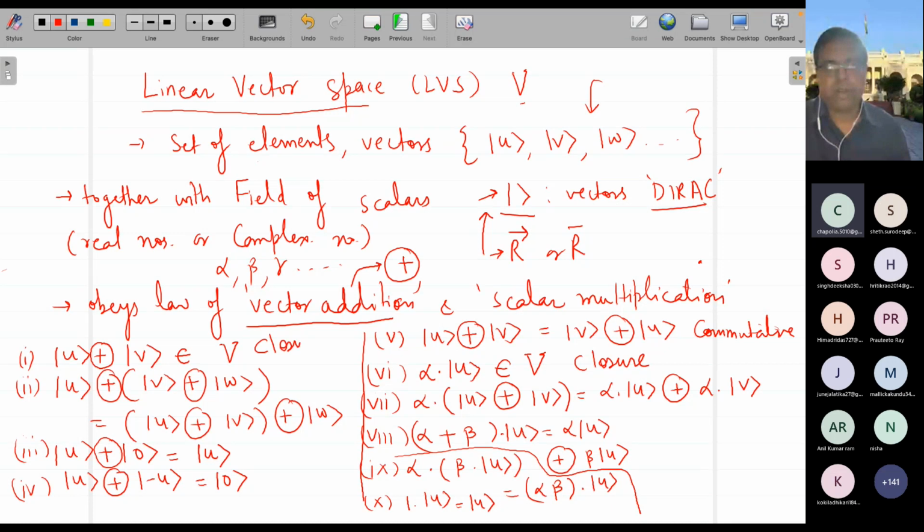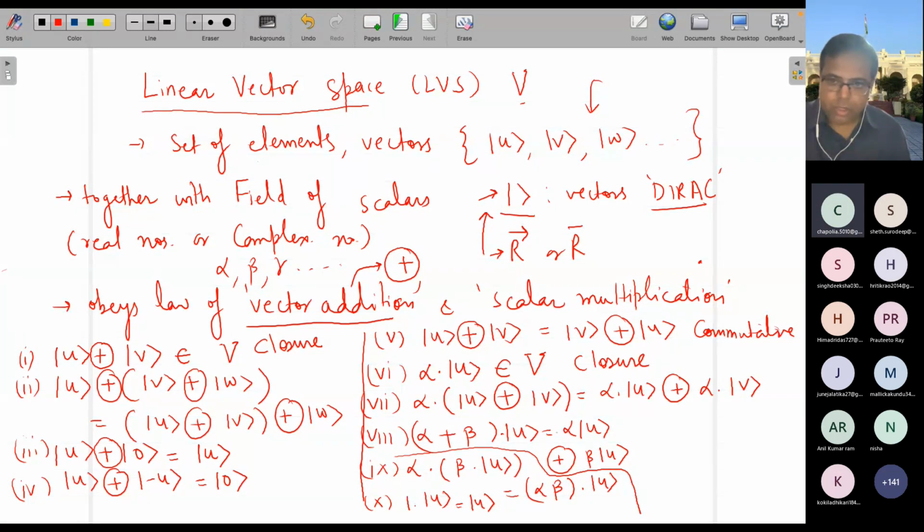One, it has to have closure under vector addition and scalar multiplication, so there are two closures. Second, of course, is the associative law. Third is the existence of the null vector. Fourth is the existence of the inverse. Fifth is that the law is commutative under vector addition. The rest of the properties are more on scalar multiplication, which of course gives the closure. It is distributive both with respect to vector addition as well as scalar addition.